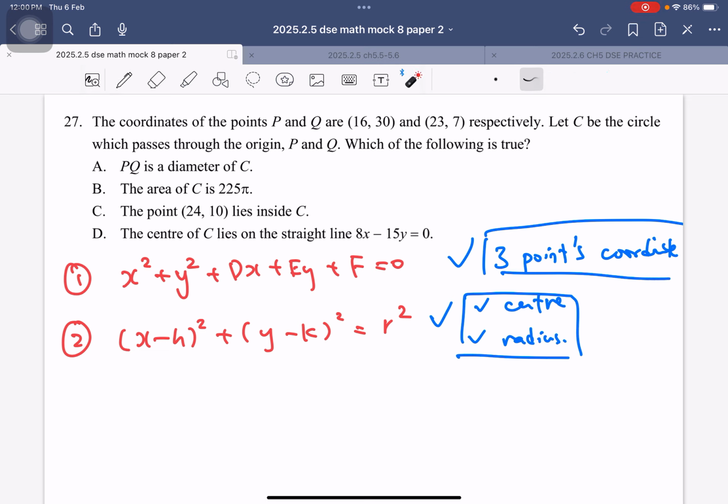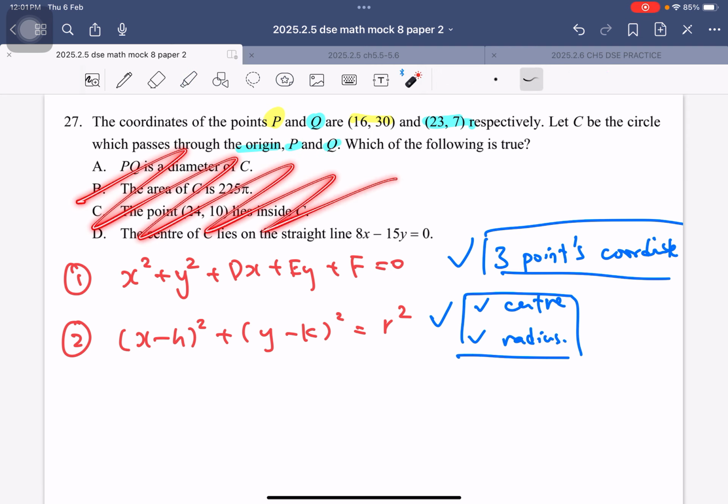So read the question. The coordinates of P is (16, 30). The coordinates of Q is (23, 7). Let C be the circle that passes through origin, P, and Q. So don't need to see the choices first. If you want to get the equation of the circle, I need to use the first one or the second one. Which one do you think? Second one. Why? John Woo, why did you choose the second one?